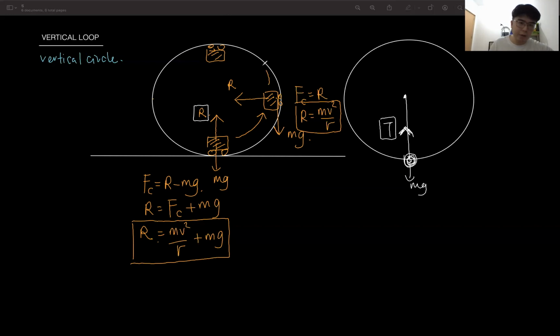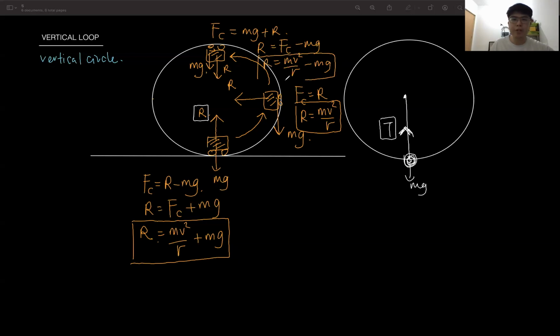And as it comes to the top, then we have R downward, mg also downward. Okay, what's my centripetal force? It equals mg plus R, the total of the two. Then if you arrange this, you get R equals Fc minus mg, so we have mv squared over R minus mg. Reaction is the smallest at the top, compared to these two points here.